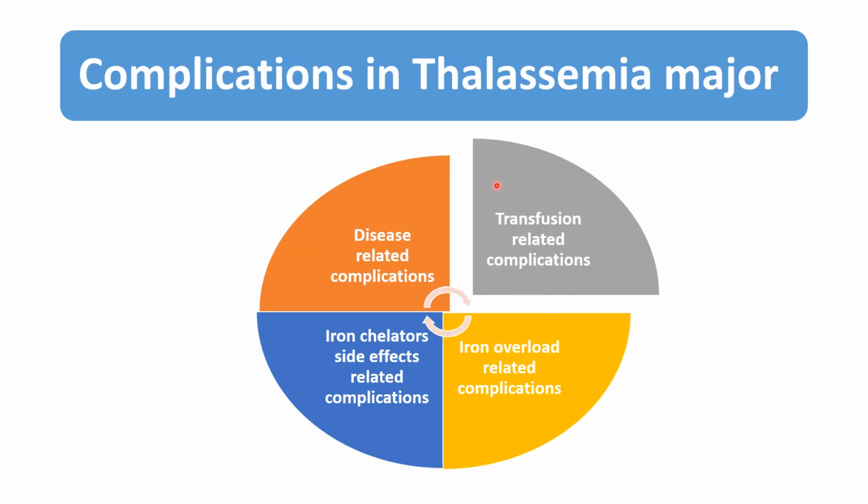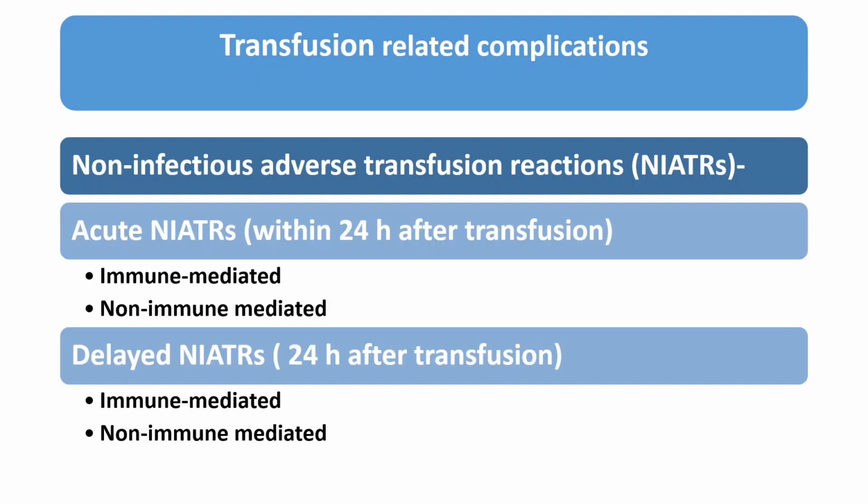Now the transfusion-related complications. In transfusion-related complications, there are non-infectious complications and infectious complications. The non-infectious adverse transfusion reactions are again categorized into acute reactions and delayed reactions. Whenever a reaction occurs within 24 hours after transfusion, we label it as an acute transfusion-related reaction. We label it delayed if the reaction occurs after 24 hours. Then again categorize into immune mediated and non-immune mediated, similarly in the delayed type of transfusion reaction.